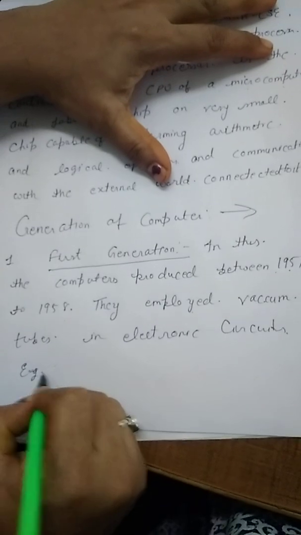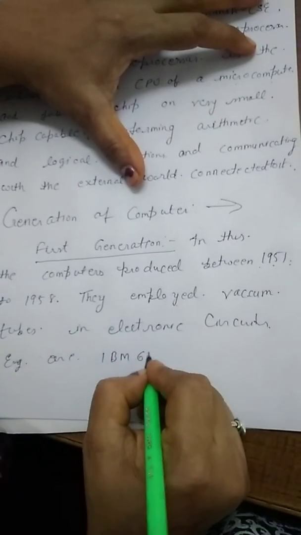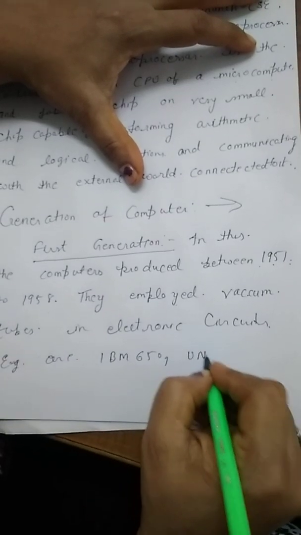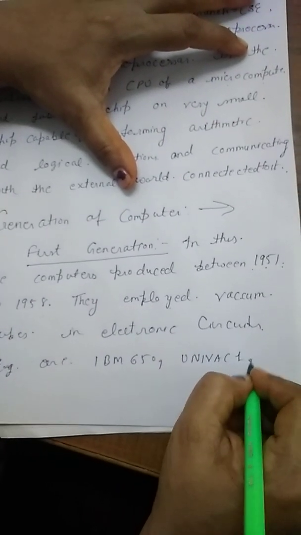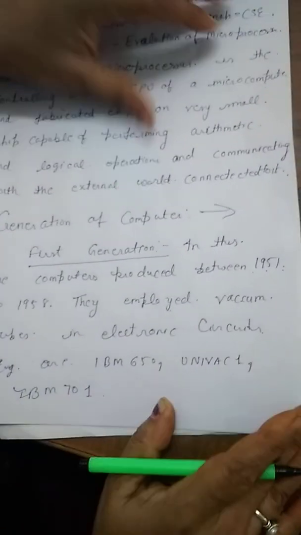Examples are IBM 650, UNIVAC 1, IBM 701. These are the examples of first generation computers.